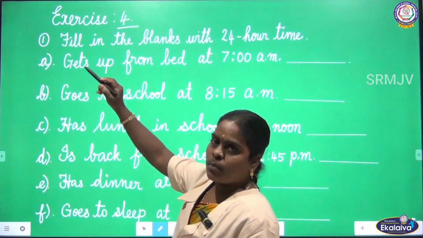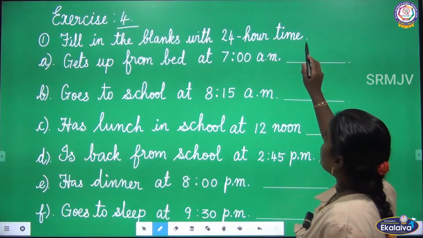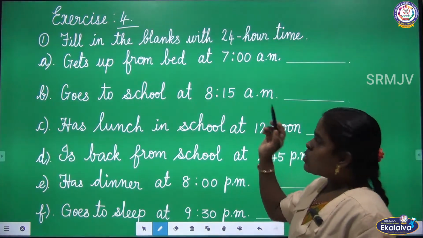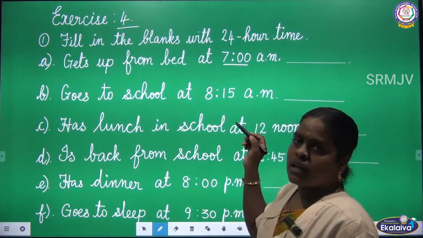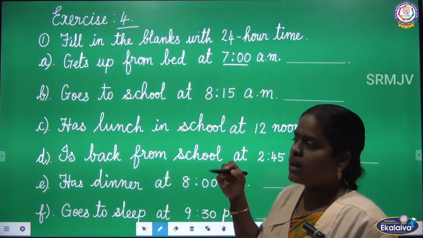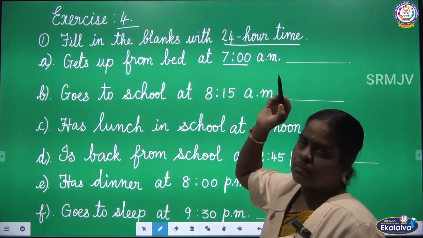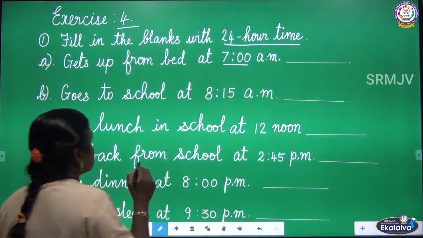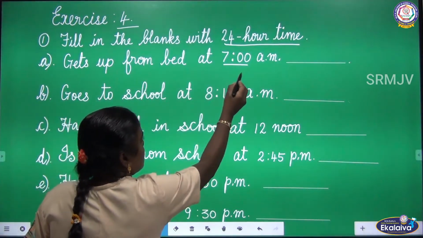Look at the first Roman letter. Fill in the blanks with 24-hour time. So here the time is given with AM and PM, that is, 12-hour clock is given. We are going to convert into 24-hour time. Look at the first statement. Gets up from bed at 7 AM.